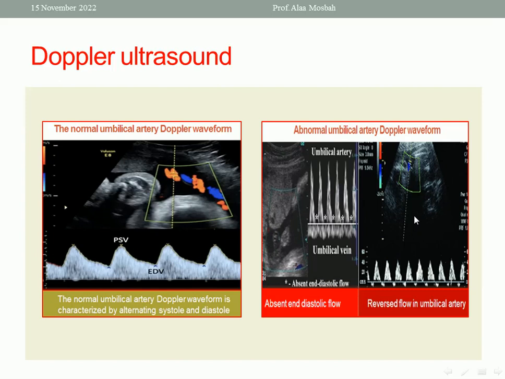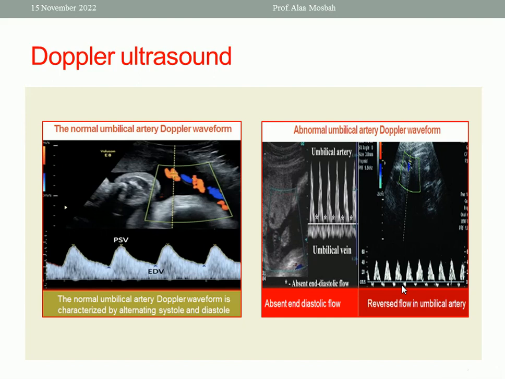And in the other picture, maximum to the right, there is reversed flow in the umbilical artery. There is reversed flow in the umbilical artery. This is a dangerous sign.